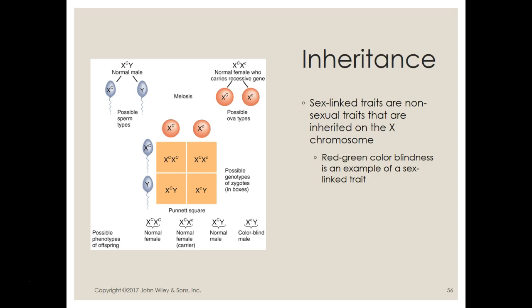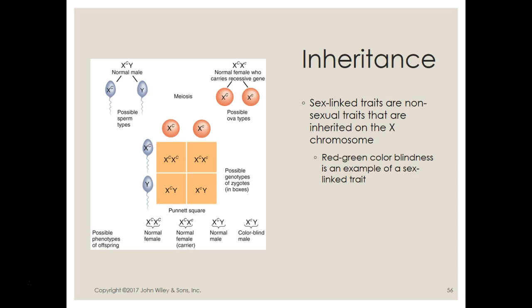So only females who have two X chromosomes with the recessive gene are going to be colorblind. But this is a very rare condition, and can only result from the mating of a colorblind male and a colorblind female or a female carrier, because males don't have that second X chromosome that could mask the trait. All males that are born with an X recessive gene are going to be colorblind.